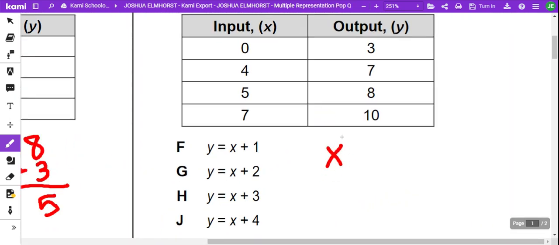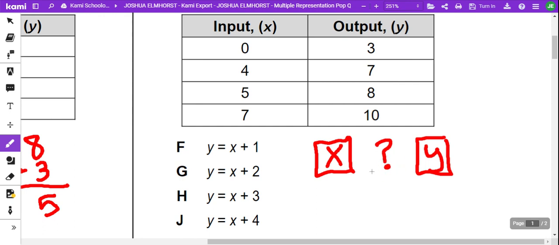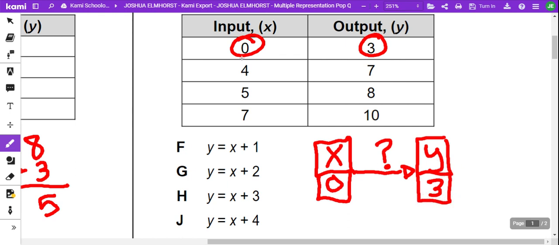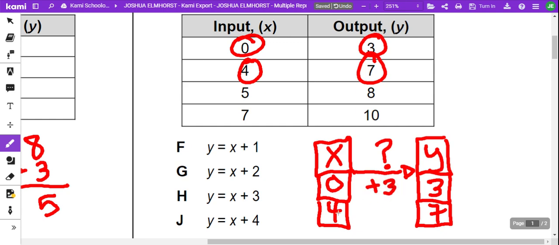Okay, so first we have x, and then we have y, and then what is the rule from going from x to y? So first we have 0, 3, and then 4, 7. So we got 0, 1, 2, 3, and 4, 5, 6, 7.